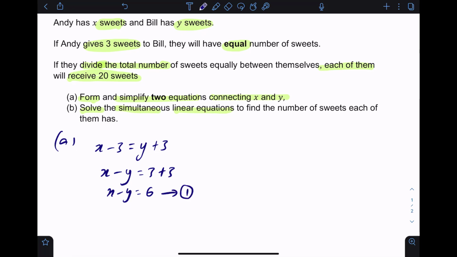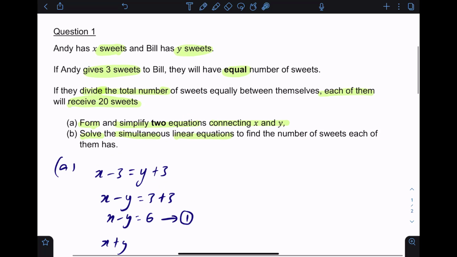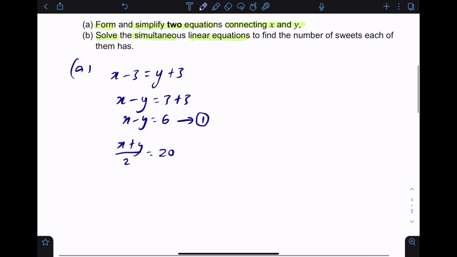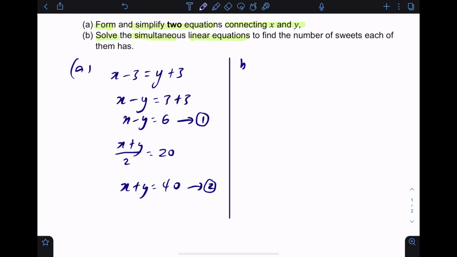Number 1. Now, for the second equation, it depends on that second if statement. If they divide the total number of sweets equally between themselves, each of them will receive 20. Which means, if I take X and add Y, basically I add the total and divide it by the 2 of them, I'll get 20 sweets each. So this is the second equation that we can work with. Now, 2 times 20, and you're going to get X plus Y equals 40. This is our second equation. Now, my friends, we have 2 equations and we can now solve that simultaneous equation in part B.